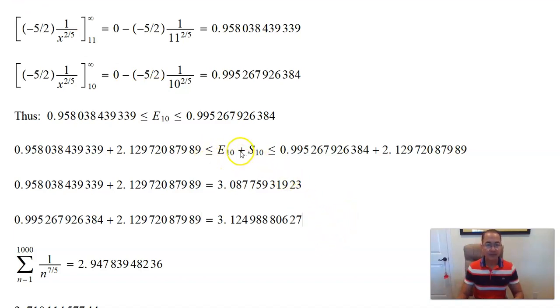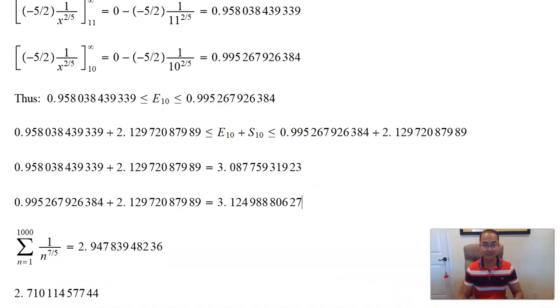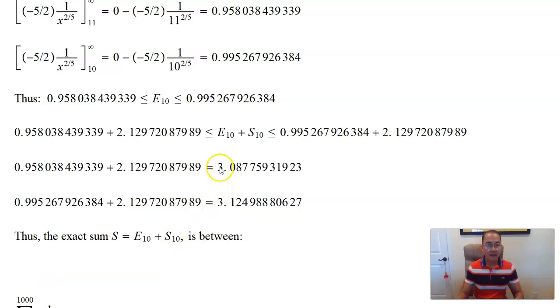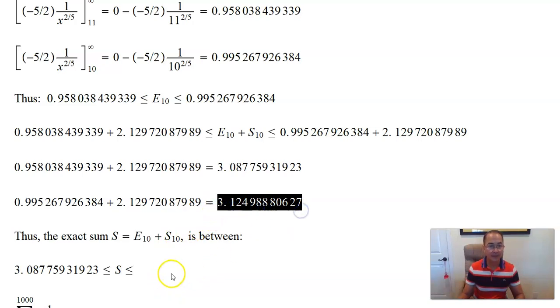Okay, but we said that E10 plus S10, that's exactly S. That's the exact sum. So let's write that down. Thus, the exact sum S, which is these two added together, if we knew exactly what they are, is between these two numbers. This is less than or equal to S and less than or equal to this.